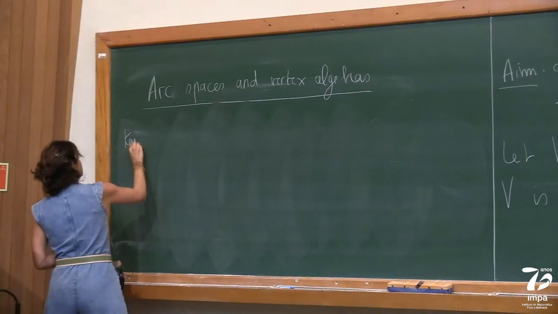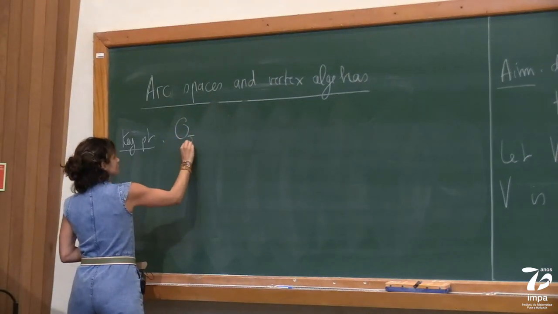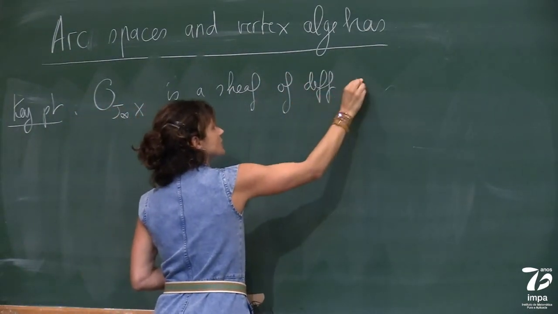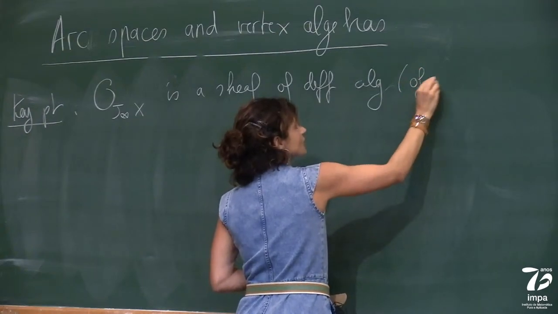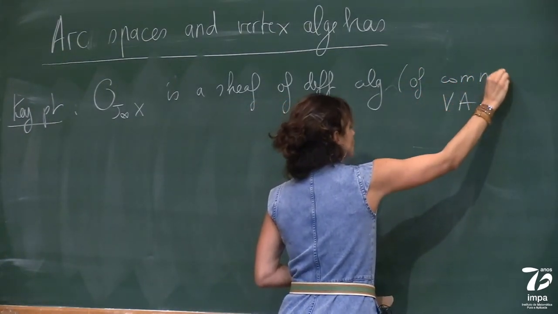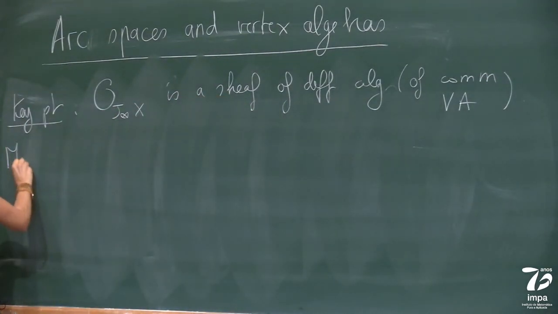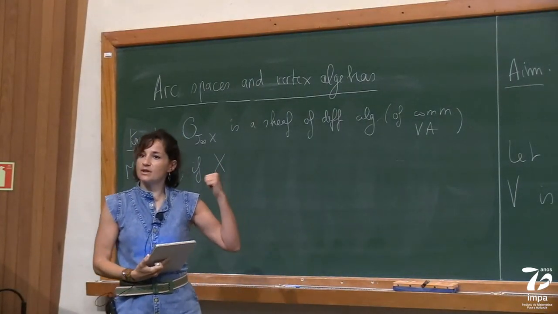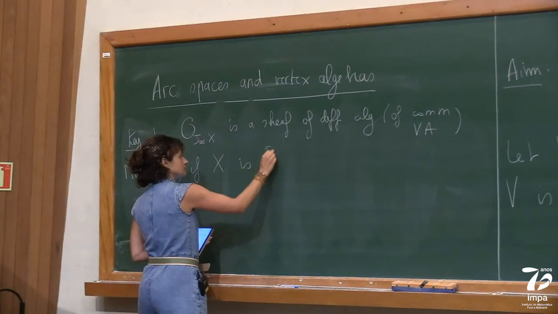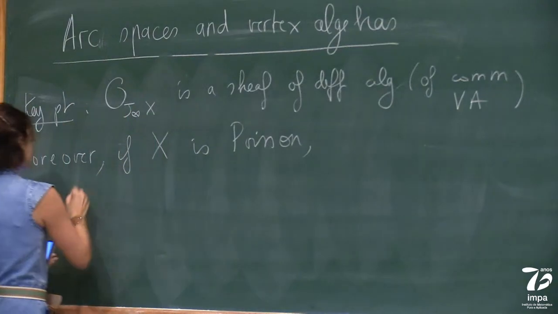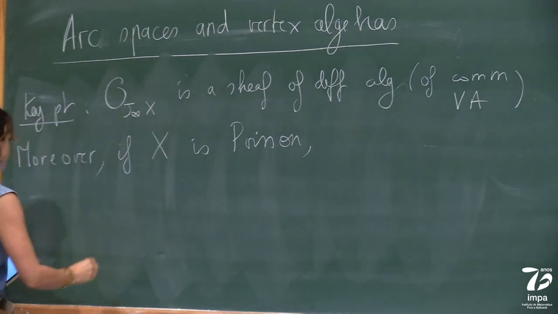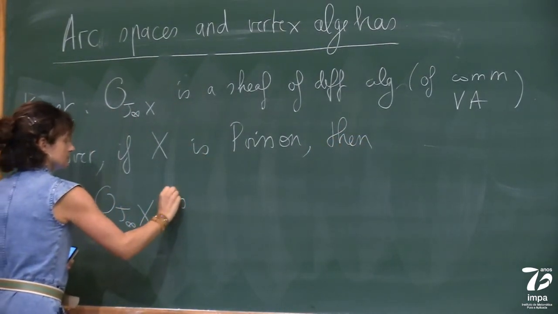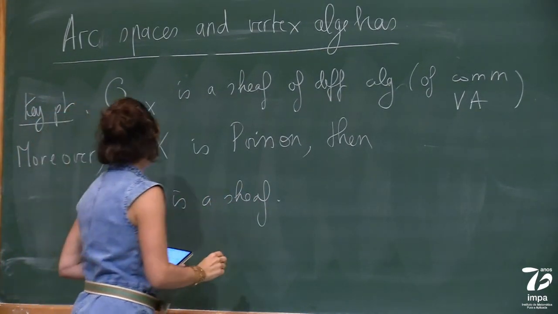So key point, the structure sheaf is a sheaf of differential algebras, so that is to say of commutative vertex algebras. And moreover, if X is Poisson, meaning that the corresponding coordinate ring is a Poisson algebra, then this is actually a sheaf of Poisson vertex algebras. Of course, we will explain all this during the lectures.